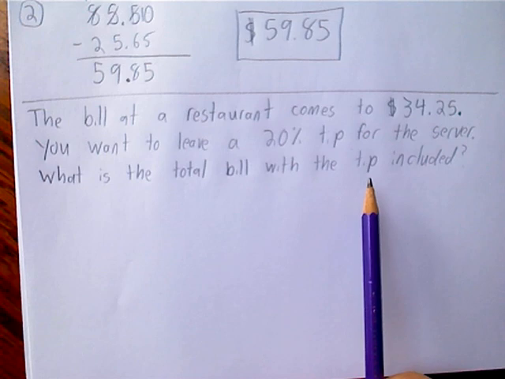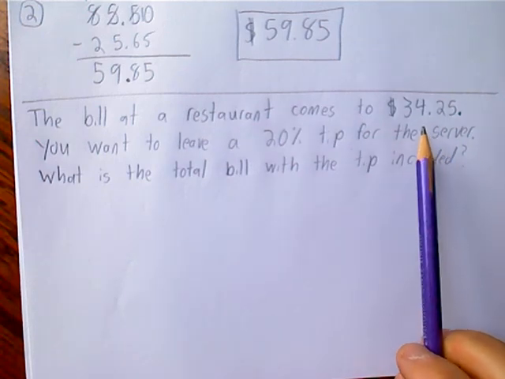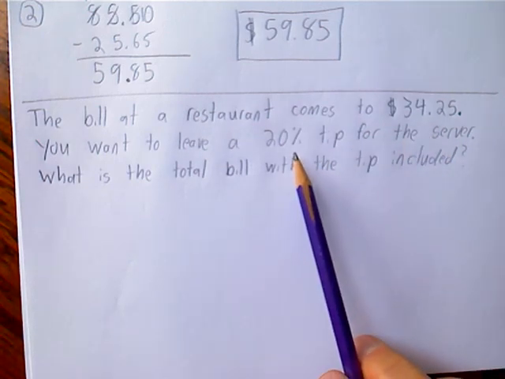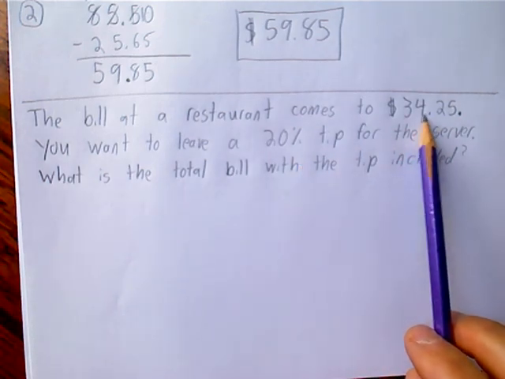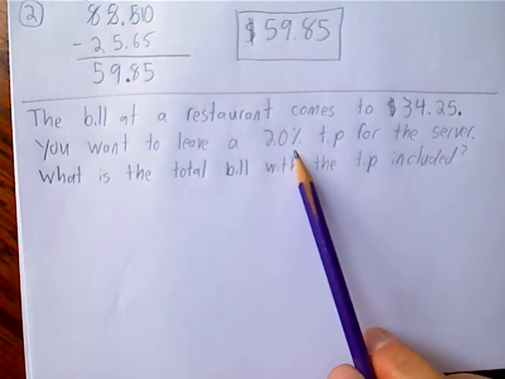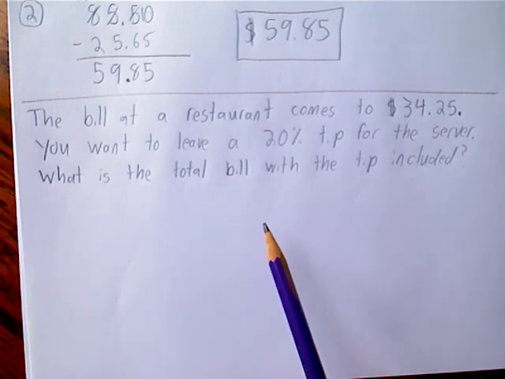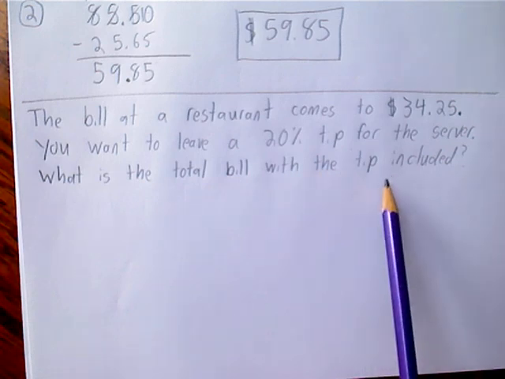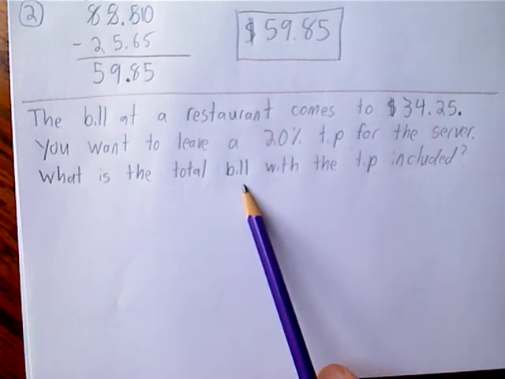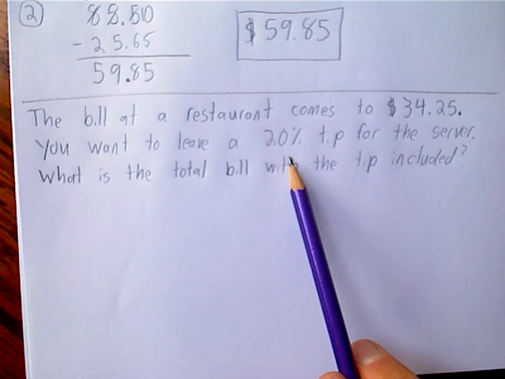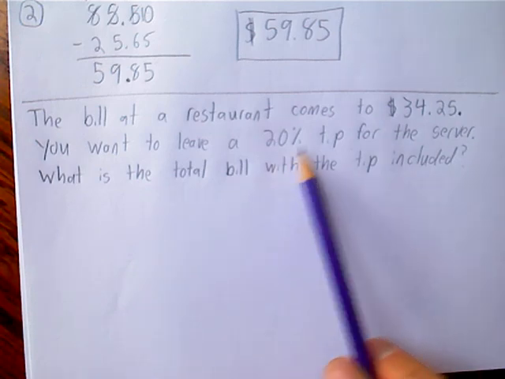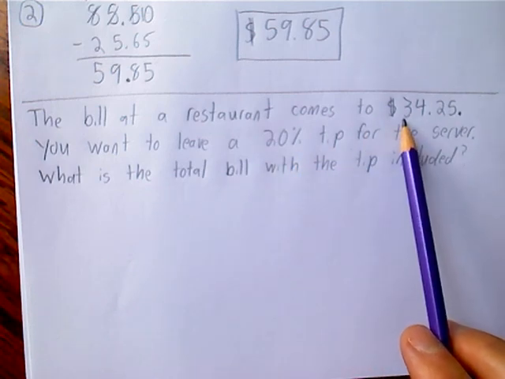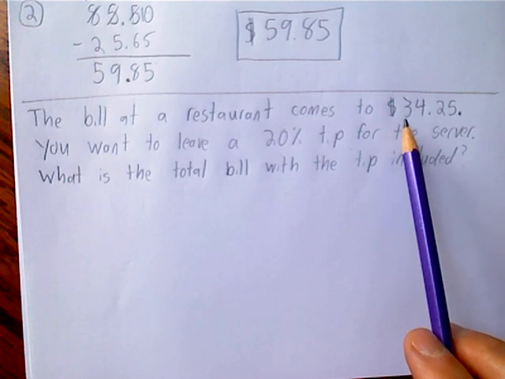Okay, so when you get a check from the restaurant, you need to pay the server a gratuity or a tip for the service that he or she provided for you. That's not included in the price, so you need to go and add that yourself. That's something that your parents do when they take you out to eat. So we need to figure out what is the new price of the bill. And the first thing we're going to do is figure out, hey, what is 20% of 34.25? Because that's going to be the amount that we're going to eventually add.